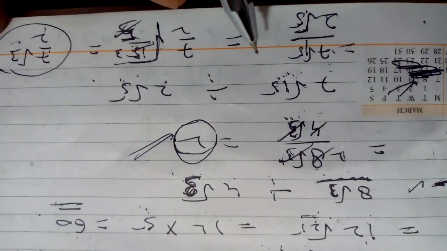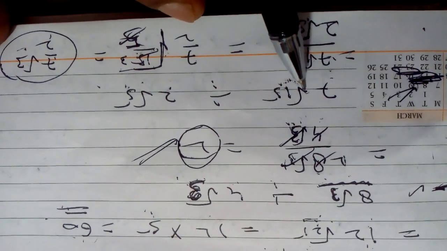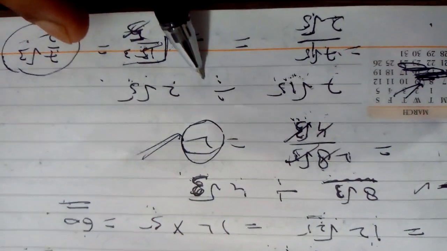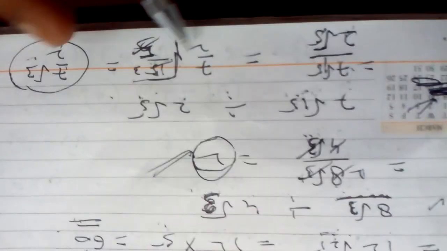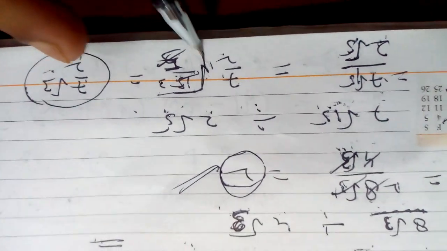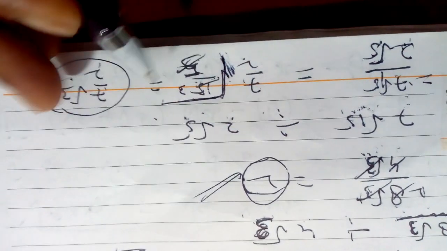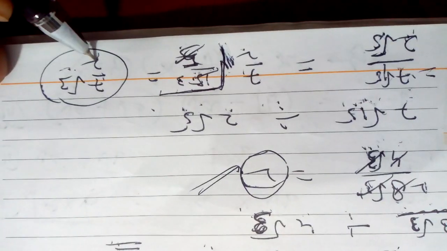Another example in division, where the roots are not like surds: 7 root 15 divided by 2 root 5. 7 root 15 upon 2 root 5 will be 7 by 2, and this will be in the same root. And then 15 upon 5, 5 threes are 15, you will get 7 by 2 root 3.